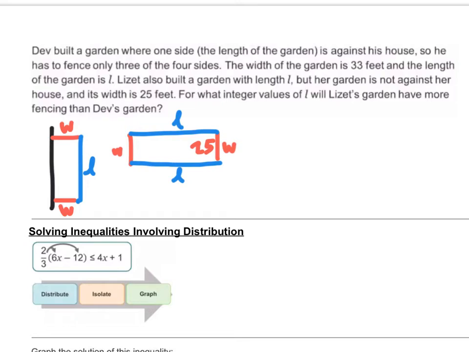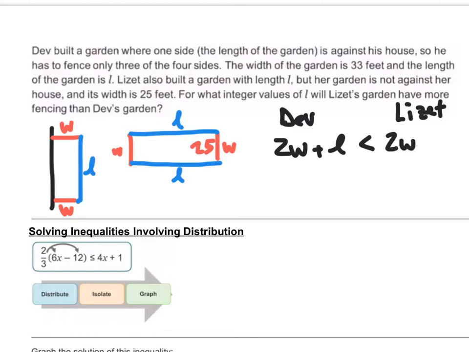So we have to talk about perimeter here. If we talk about Dev's side, we have the equation 2W plus L. Then we want to know where Lizette is going to have a greater amount of fencing. And we're going to call this 2W plus 2L, because we have two of these widths and two of these lengths.